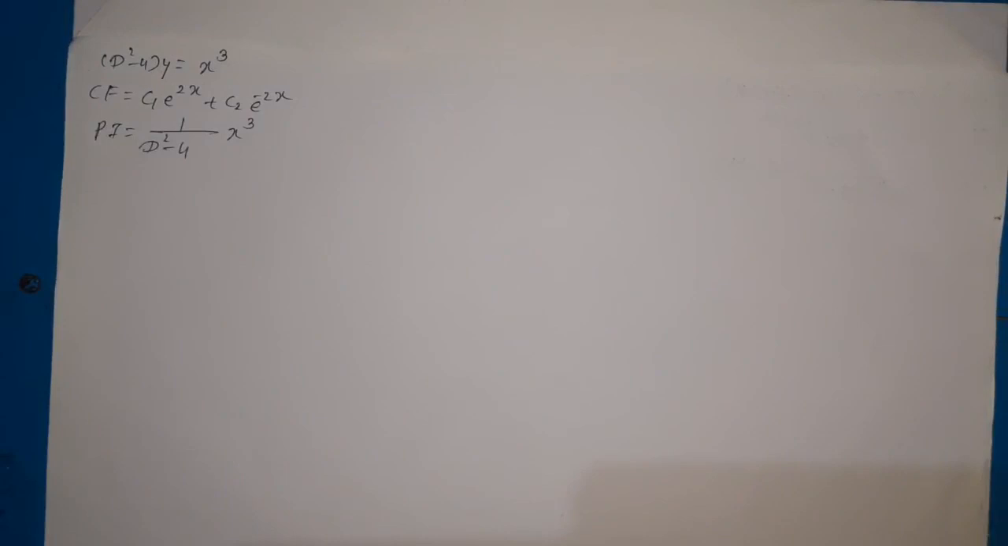So here the complementary function of this equation is c1 e power 2x plus c2 e power minus 2x, means the roots of this equation are plus or minus 2, and the particular integral is 1 divided by (D square minus 4) into x cube.